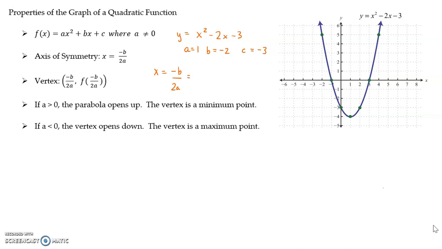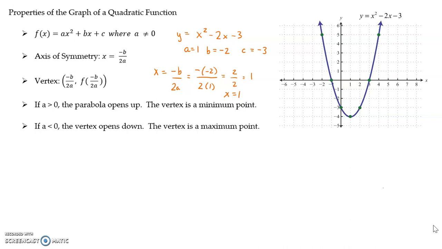We'll plug in the values that we have. Our b value is a negative 2, and our a value is a 1. This is going to give us 2 over 2, which is going to divide out to be 1. So the equation x equals 1 is our axis of symmetry.